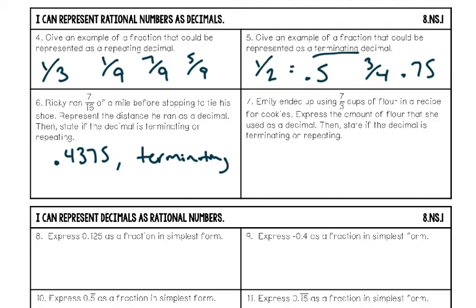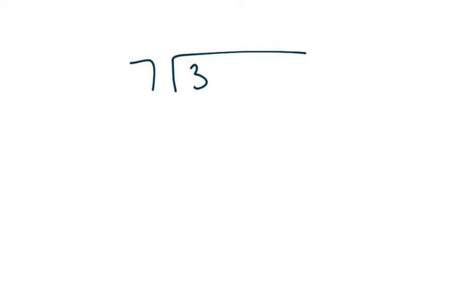Let's look at number 7. It says Emily ended up using 7/3 cups of flour in a recipe for cookies. Express the amount of flour she used as a decimal, then state if it's terminating or repeating. If you use your calculator, you would just type in 7 divided by 3, but I'll show you quickly without a calculator. Some of you might have tried to set your problem up like this. However, it's not 3 over 7, it's 7 over 3. So we want to make sure that you have 3 on the outside, 7 on the inside.